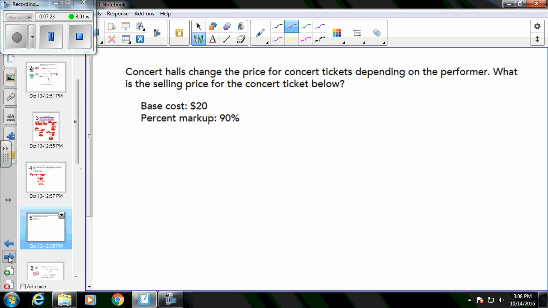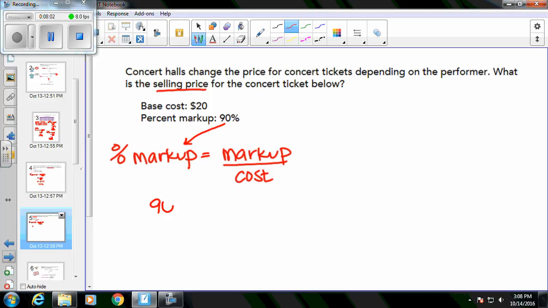Concert halls change the price for concert tickets depending on the performer. What is the selling price for the concert ticket below? So we're looking for the selling price. We haven't talked much about selling price since the beginning, but we do know this formula, the percent markup equals the markup over the cost. They've given me the percent markup is 90%, so 90 over 100.